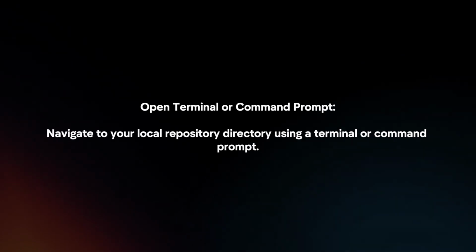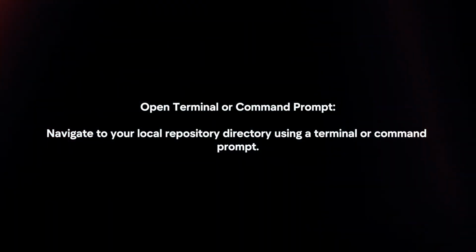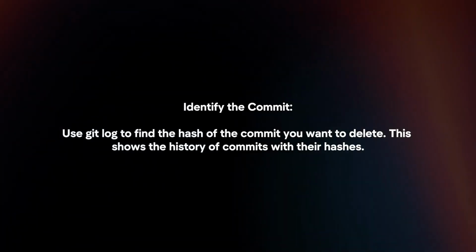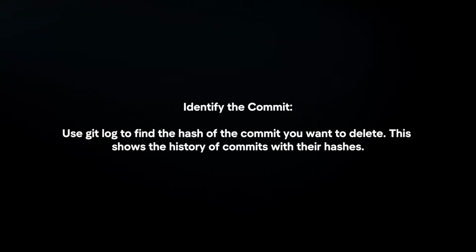Open terminal or command prompt. Navigate to your local repository directory using a terminal or command prompt. Identify the commit. Use git log to find the hash of the commit you want to delete. This shows the history of commits with their hashes.